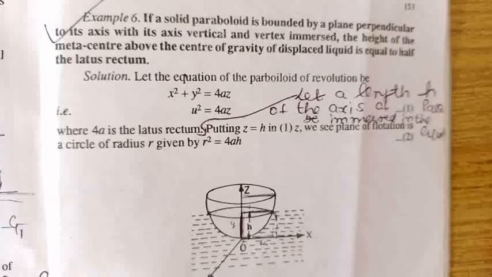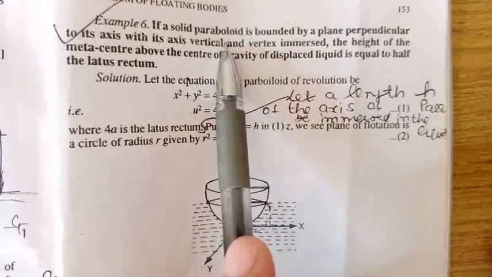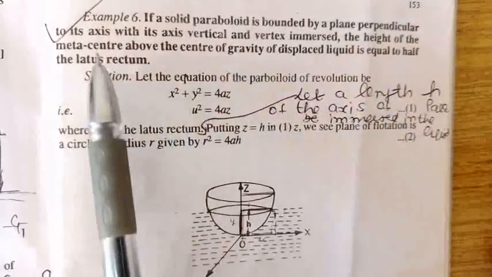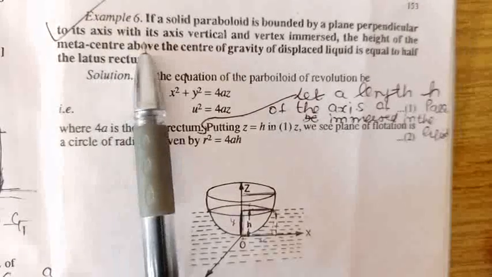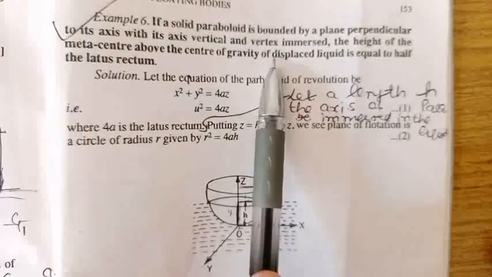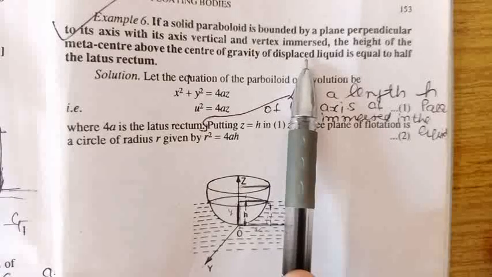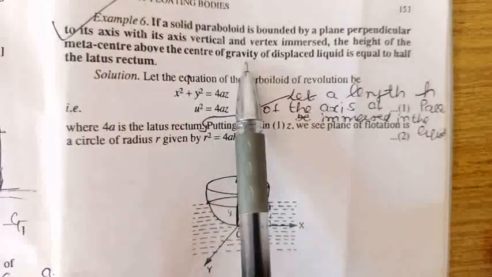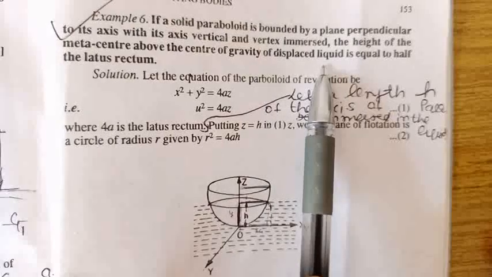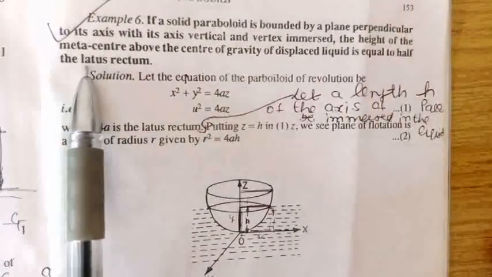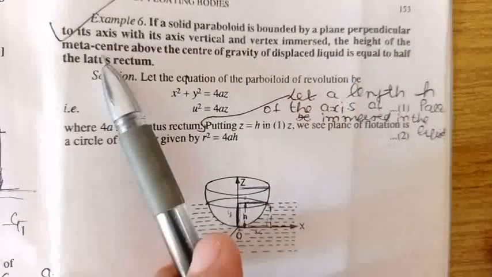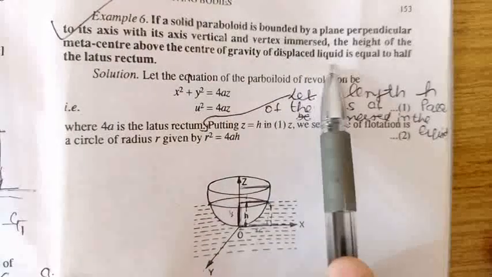Now let us discuss the problem based on the paraboloid. If a solid paraboloid is bounded by a plane perpendicular to its axis, with its axis vertical and the vertex immersed, the height of the metacenter above the center of gravity of the displaced liquid is equal to half of the latus rectum. We have to find the height of the metacenter above the center of gravity of the displaced liquid.